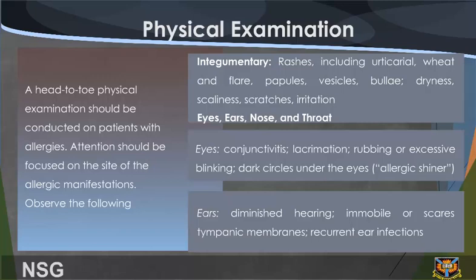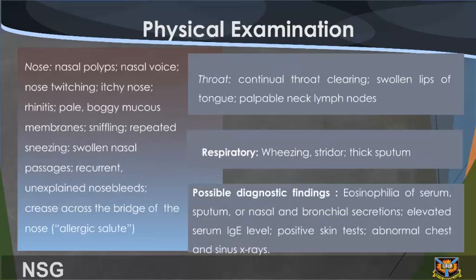Eyes: conjunctivitis, lacrimation, rubbing or excessive blinking, dark circles under the eyes, allergic shiner. Ears: diminished hearing, immobile or scarred tympanic membranes, recurrent ear infections. Nose: nasal polyps, nasal voice, nose twitching, itchy nose, rhinitis, pale, boggy mucous membranes, sniffling, repeated sneezing, swollen nasal passages, recurrent, unexplained nose bleeds, crease across the bridge of the nose, allergic salute. Throat: continual throat clearing, swollen lips or tongue, palpable neck lymph nodes.